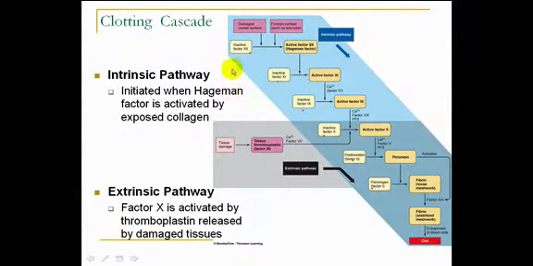So these inactive proteins are traveling in the blood. A blood vessel gets damaged, the collagen gets exposed, and that's the trigger to activate what we call factor 12. Another name for factor 12, I call it Hageman factor. So Hageman factor gets activated by the exposed collagen. He then acts as an enzyme to activate the next factor in the cascade, which is factor 11. And then factor 11 activates factor 9. And then factor 9 activates factor 10. Factor 10 activates what we call prothrombin into thrombin.